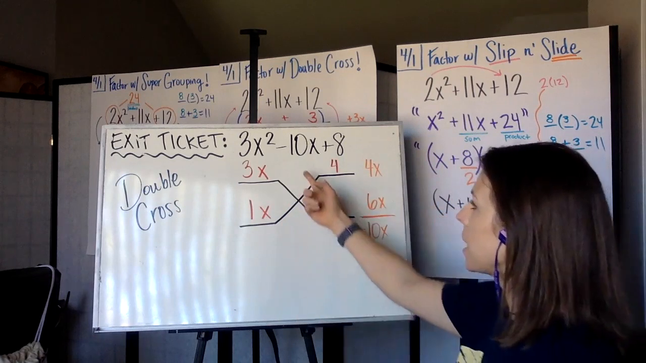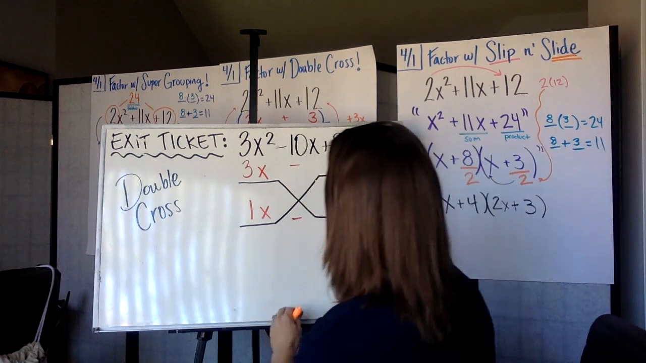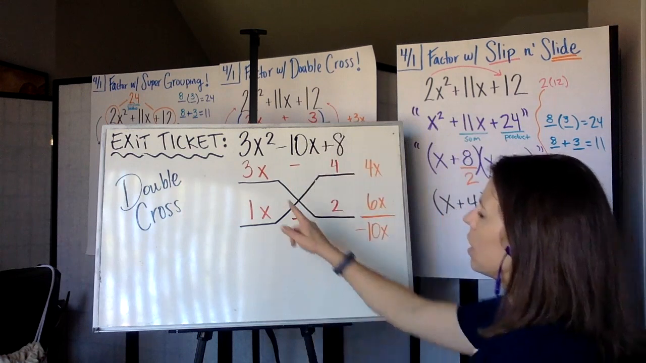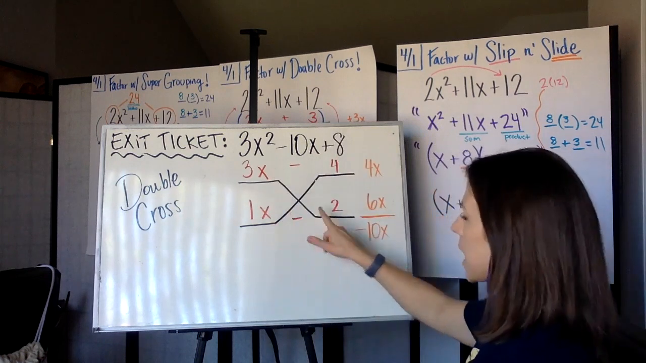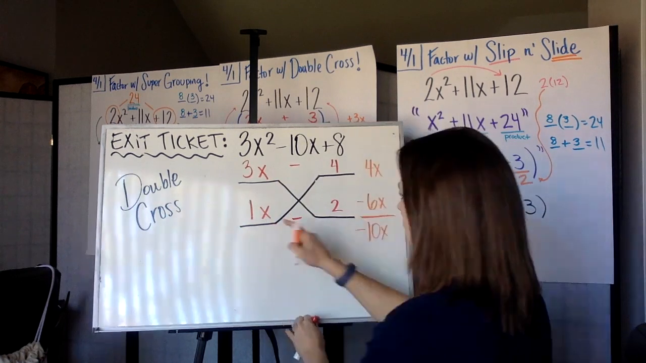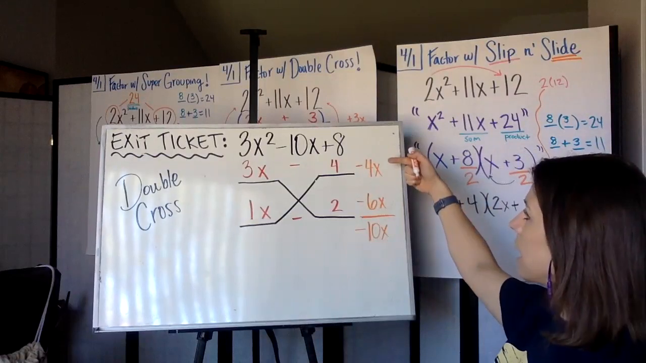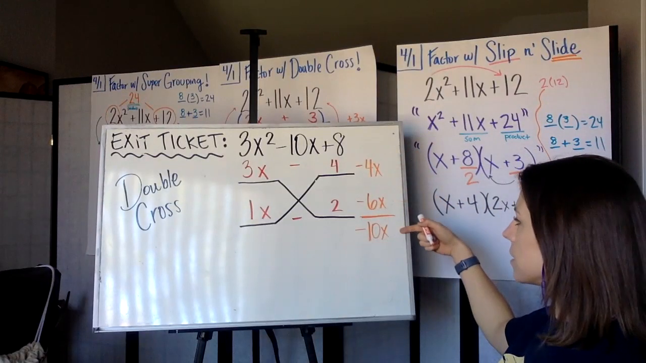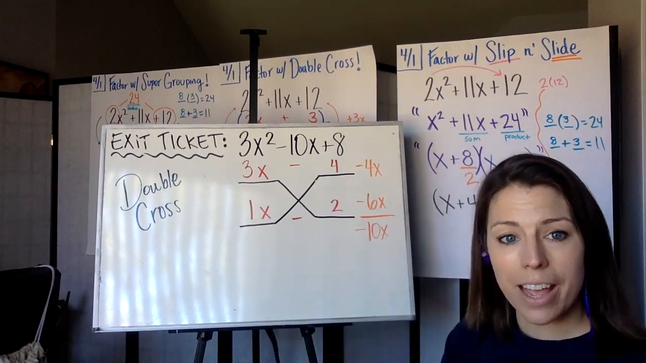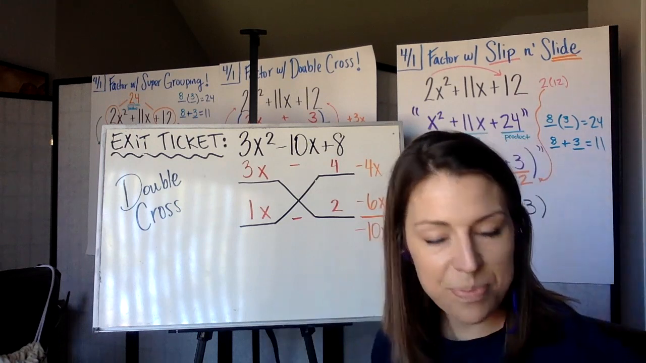What if instead of making these both positive, I made them both negative? That would be 3x times negative 2x, which is negative 6x, and 1x times negative 4x, which is negative 4x, and negative 4x plus negative 6x is negative 10x. I got it on the first try. I wasn't even trying to do that. I was trying to make a mistake, and look how well that turned out.